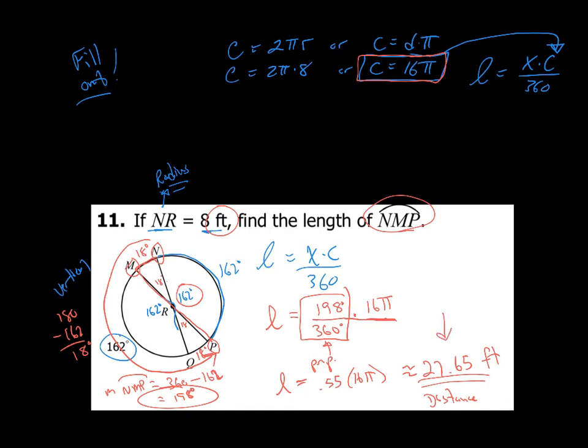Now, this answer is if you use the pi key on the calculator. If you use 3.14, you're probably going to get 27.63 feet. Both of these answers are reasonable. This answer is more accurate, and this answer is fairly accurate.